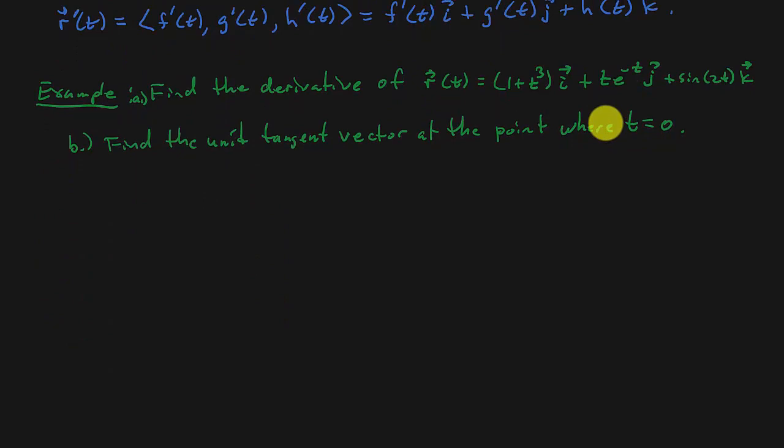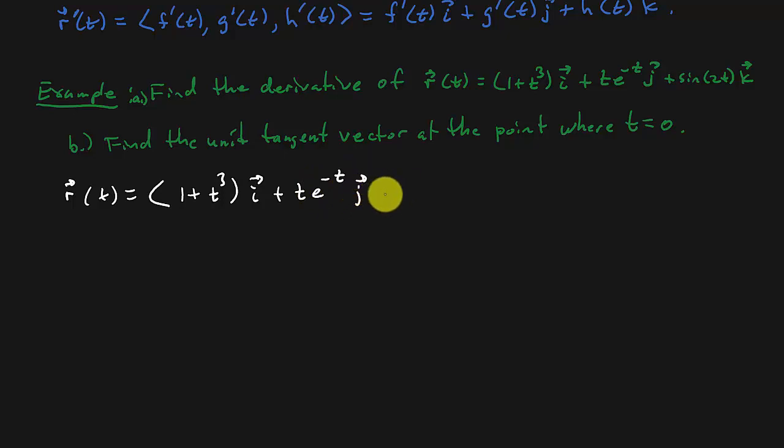So it says find the derivative of vector r, and here's vector r. For part B, they want us to find the unit tangent vector at the point where t equals 0. All right, so let's see what we get. Let's just rewrite the vector r of t. That's (1 plus t cubed) times vector i, plus t e to the negative t times j, plus sine 2t times vector k. All right, so for the derivative, that'd be a parenthesis there.